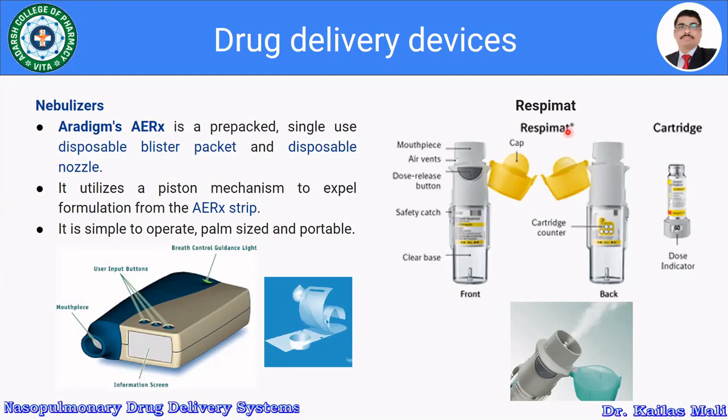Let us see the Respimat. It is yet another device which is used to nebulize the formulation. So this is the device, that is a Respimat. It comprises the cartridge with the dose indicator. Here it's a cartridge counter. This is the back side. Then here it's a clear base, then safety catch, dose release button. Here it's the air vent and the mouthpiece. So this is about the Respimat.